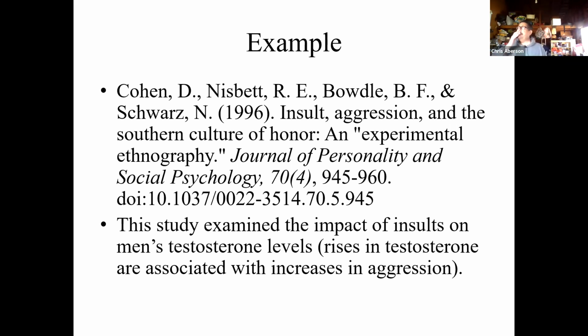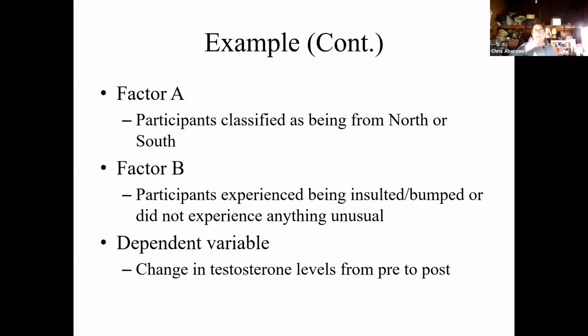In this study, what the authors were interested in is explaining why our murder rates are so much higher in southern versus northern cities. As an example here, first, the participants were classified as being either from the north or south. I believe this was from a pool of randomly selected students. The second factor, the participants experienced being bumped or insulted or didn't experience anything unusual. And the dependent variable focused on the change in testosterone level from pre to post.